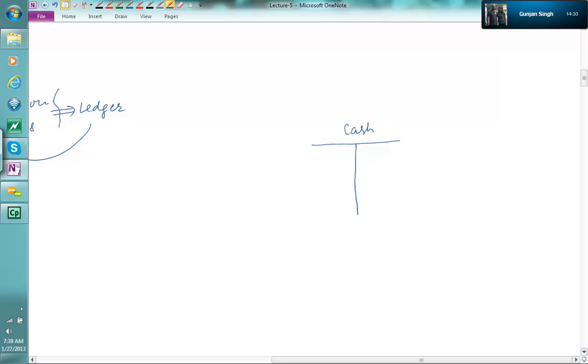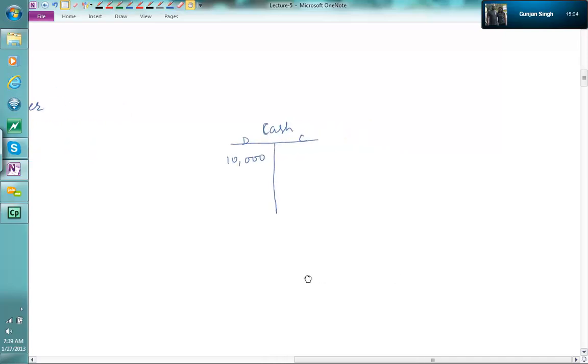Suppose you have a cash account. So this is the cash T account, and suppose you borrowed money from the bank. This is the debit side, this is the credit side. If you borrow money from the bank, what will happen? Will the cash increase or decrease? The cash will increase. So should we debit it or credit it? Asset increases, debit. So suppose I borrowed $10,000. If we are capturing that in the cash account, we will say that cash is increasing.